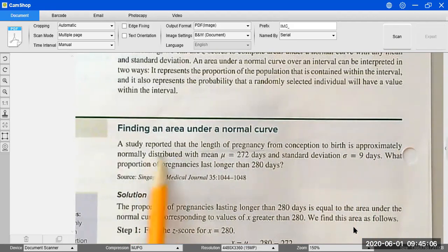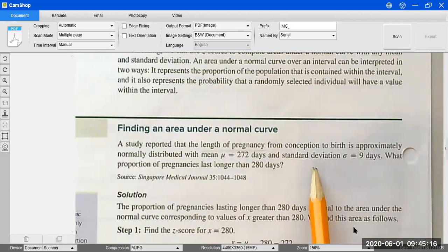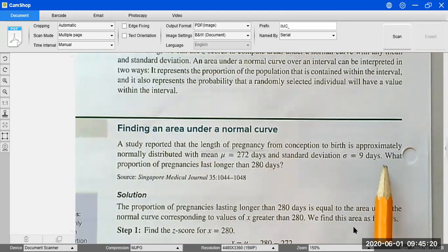This is the second key component of the problem. They are telling you that the variable is normally distributed with mean mu equals 272 days and standard deviation sigma equals 9 days. So now the question: what proportion of pregnancies last longer than 280 days? That's the problem that we're going to solve now.